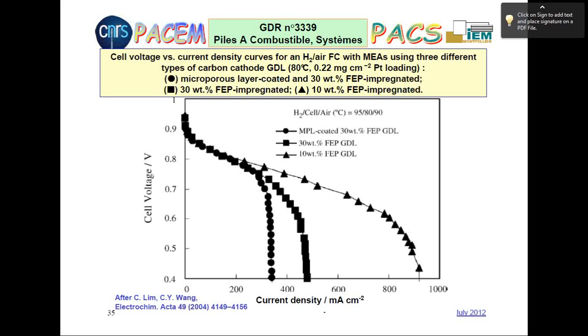If you improve the mass transportation inside the gas diffusion layer, you have better current density, 1 amp per square centimeter. So all the trick is in this curve, and you can show some experimental examples.